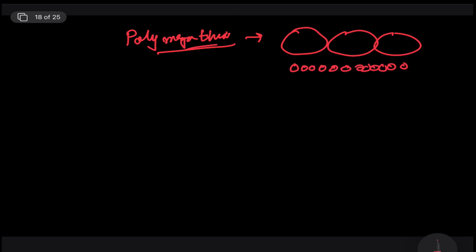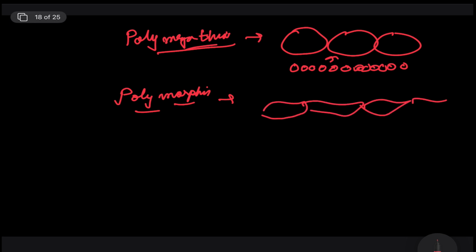Now, since the number of cells has decreased, they become large. This is polymegathism. What is polymorphism? Poly again means multiple, and morphos means shape. So they change their shape to better suit their declining numbers. So polymegathism and polymorphism are the two ways by which the endothelial cells compensate if their cell count becomes lesser than 2400 but is still greater than 500.